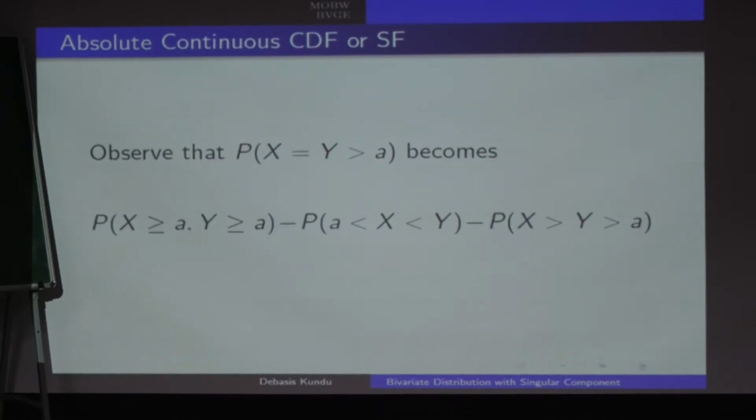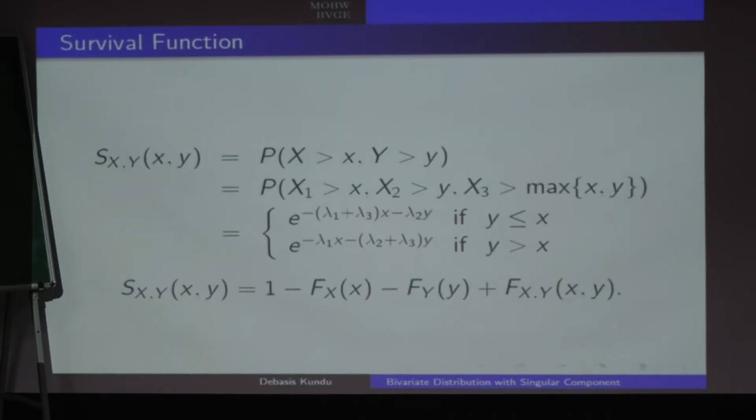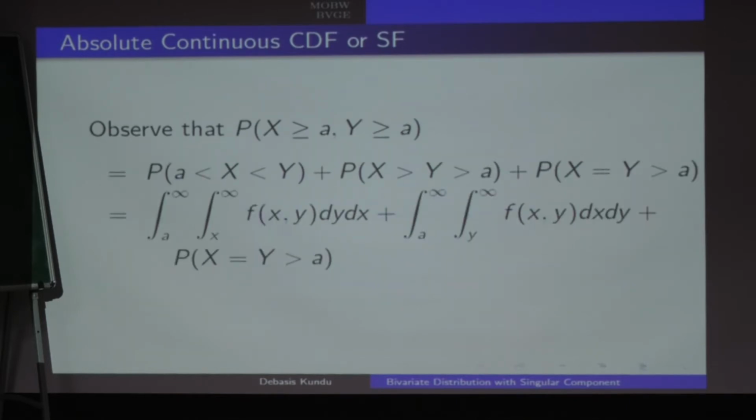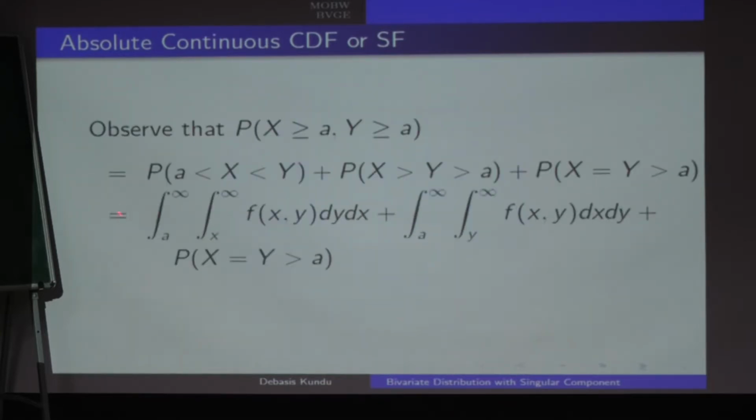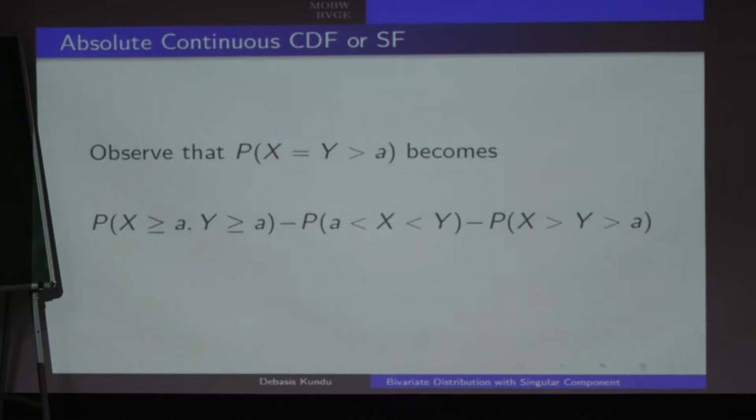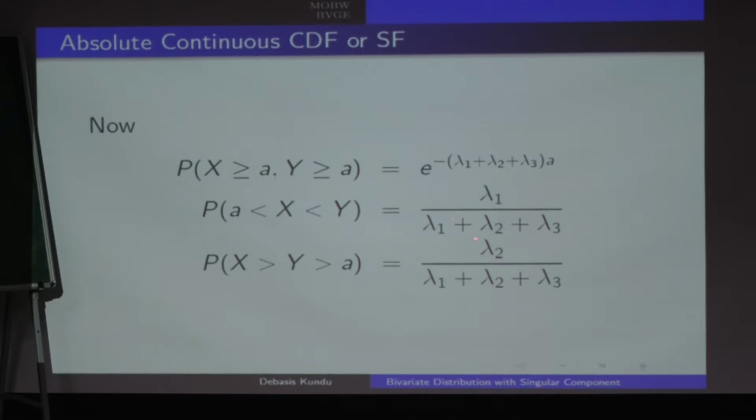This simply comes out from the S of xy that we have here. If you put x equal to y equal to a, both are the same, which is e to the power negative lambda 1 plus lambda 2 plus lambda 3 times a, which is precisely what this quantity is. If you calculate probability x greater than a less than y, from this particular integration you'll get lambda 1 divided by lambda 1 plus lambda 2 plus lambda 3 times e to the power negative this same quantity.